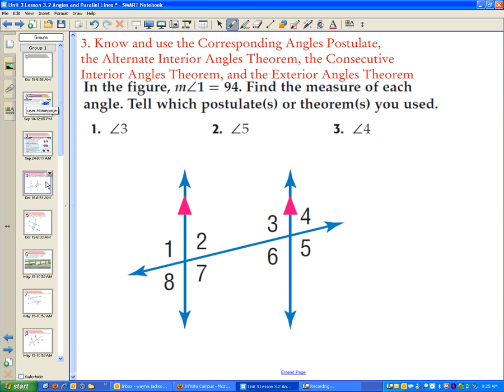And let's see, what page is this from? Page 181. In the figure, the measure of angle 1 equals 94. Find the measure of each angle. Tell which postulates or theorems you used. Go ahead and draw this on your paper so we can write on it.